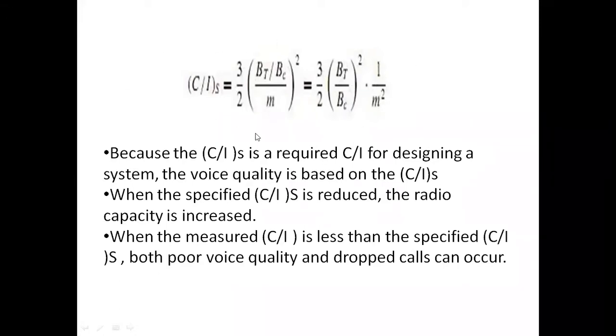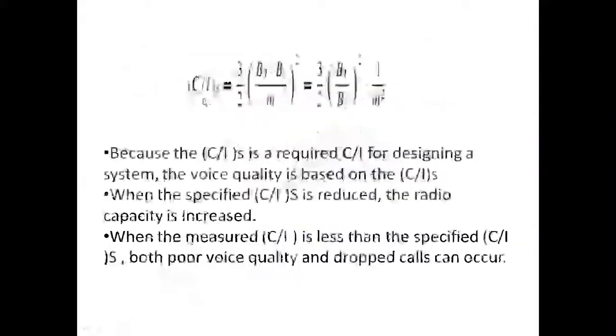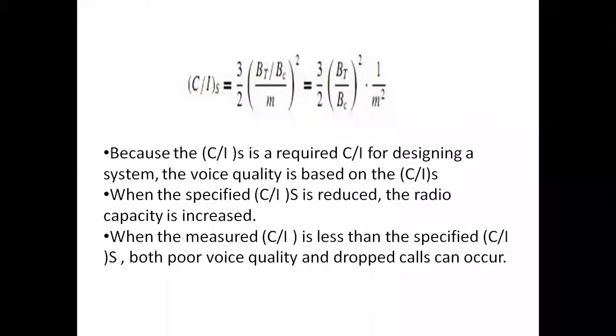So this is the simplified equation. From this equation, we are calculating the required C by I value. Because the C by I is a required C by I for designing the system, the voice quality is based on the C by I value. Already we know, depending on the C by I value, there is voice quality.